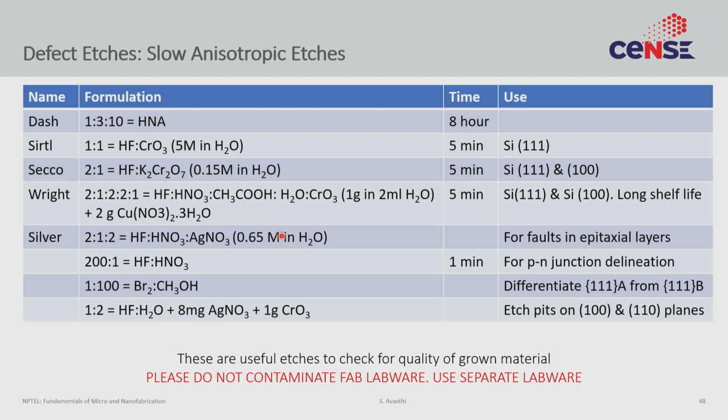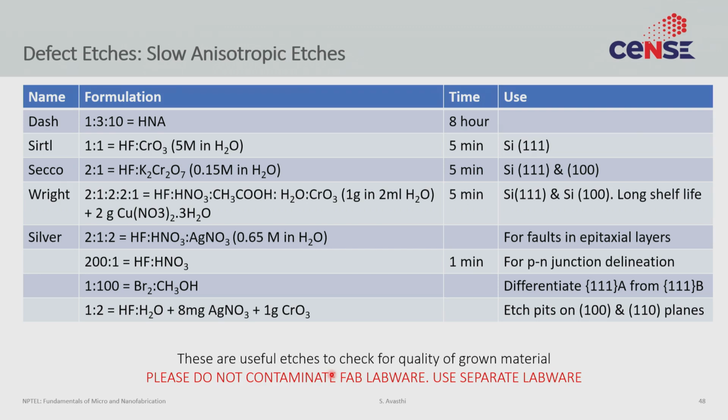The last point I would like to make about the defect etch is the fact that most of these chemistries are not CMOS compatible, right? Chromium is a contaminant, it's an impurity, we want to avoid it. We did so much cleaning at the start of this lecture, right? So if you are using these defect etches, please use separate labware. Do not contaminate your CMOS grade labware that you're using for everything.